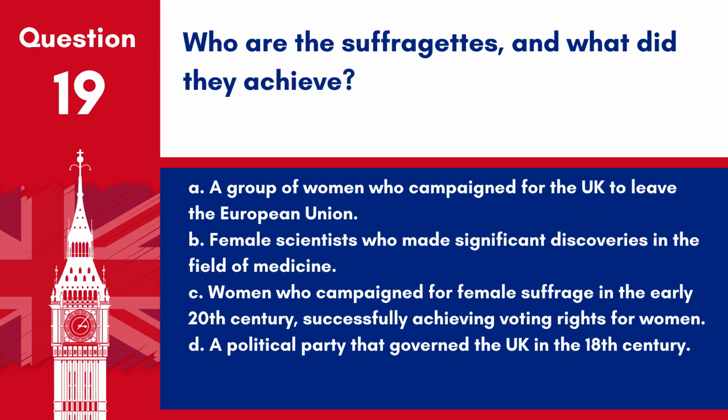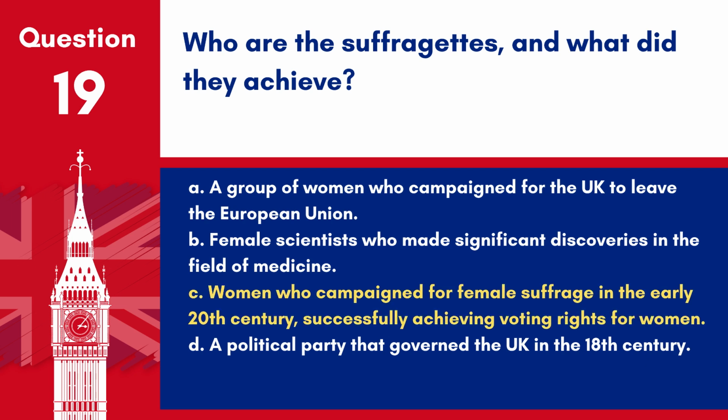Question 19. Who are the suffragettes and what did they achieve? A. A group of women who campaigned for the UK to leave the European Union. B. Female scientists who made significant discoveries in the field of medicine. C. Women who campaigned for female suffrage in the early 20th century, successfully achieving voting rights for women. D. A political party that governed the UK in the 18th century.